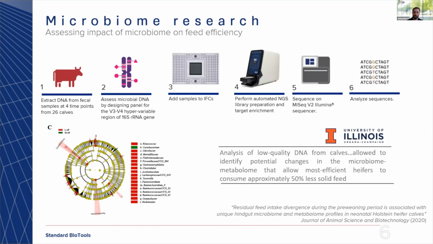This particular one was an IFC for library preparation, which can also be run on the X9 system. They ran the sequencing on the Illumina system, and they then analyzed those sequences. They were able to use the low-quality DNA from calves and were able to identify potential changes in the microbiome and the metabolome that allow most efficient heifers to consume approximately 50% less solid feed.